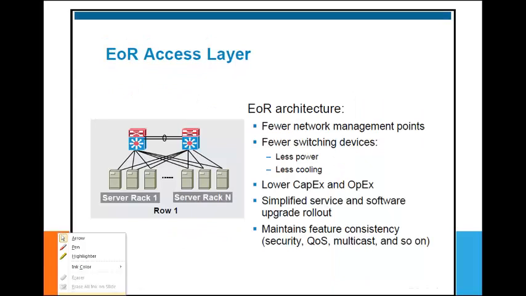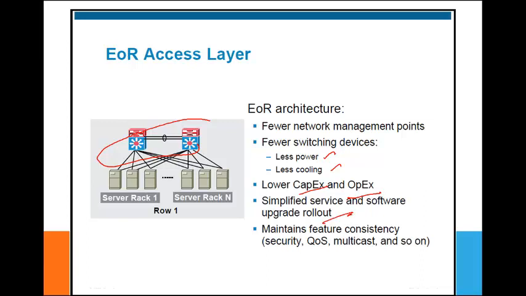End of rack: less cooling, less power needed. We got just two boxes in the aggregation layer. Low capital expenditure, less operational expenditure. It is simplified, so nice. So software takes care of all the redundant stuff and so on. All quality of service, security, multicast and so on are done here for all the traffic that is coming from top of rack. So end of rack and top of rack.